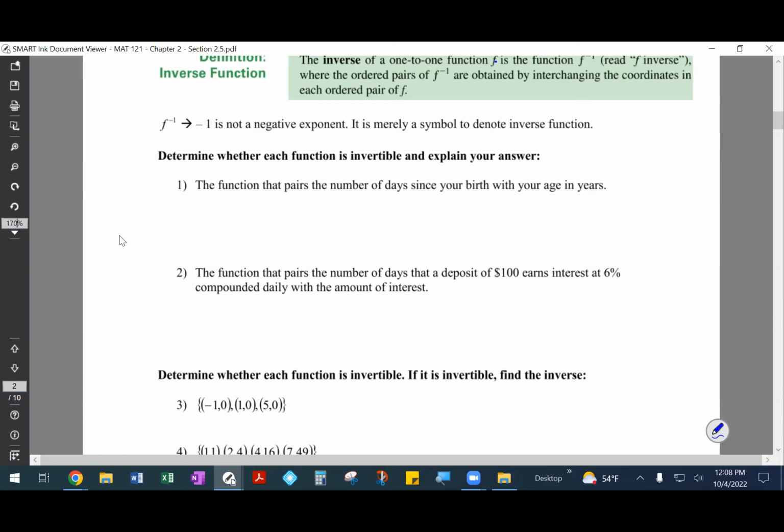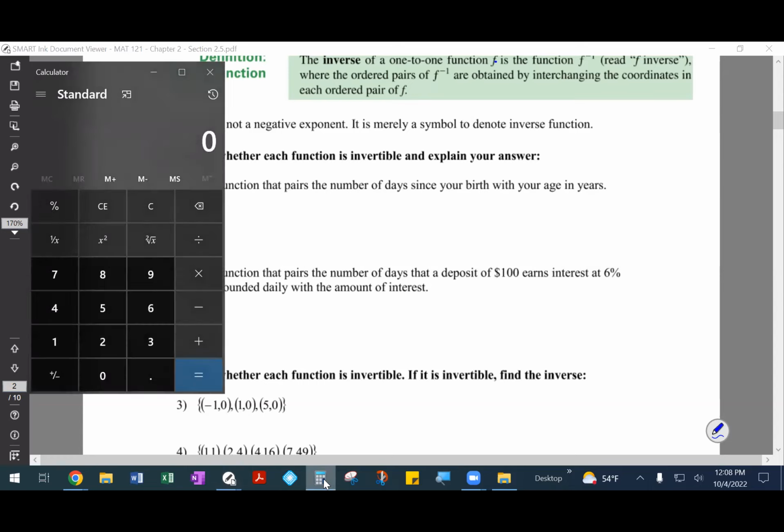Yeah. So if you think about this, if you were born in 2000, that's been what, 22 years at this point, right? So if you took 22 years, multiplied it by 365, about 8,000 days since somebody was born in 2000, right? So if we say it's been 8,000 days since this person was born and they are 22 years old, that's definitely a one-to-one relationship.